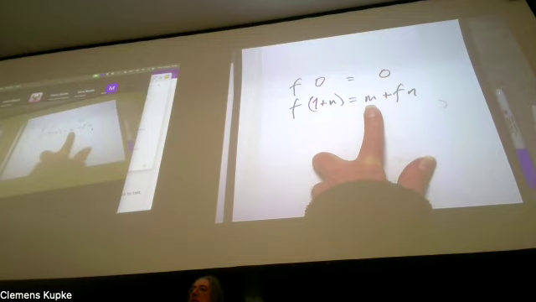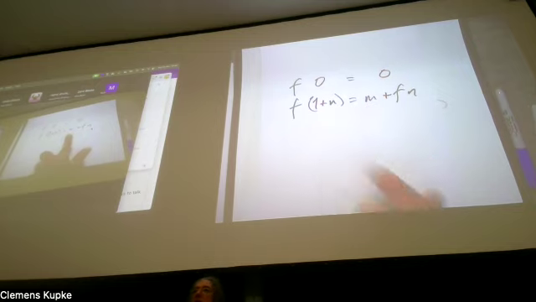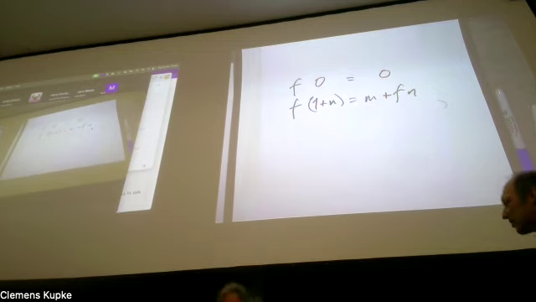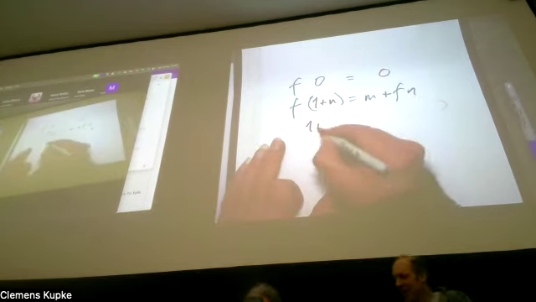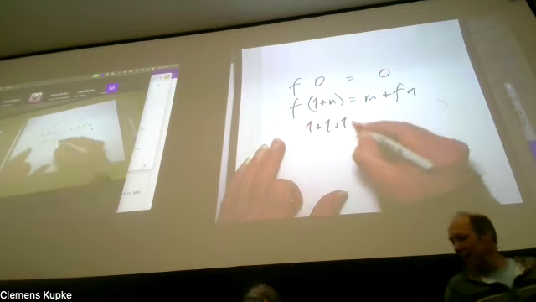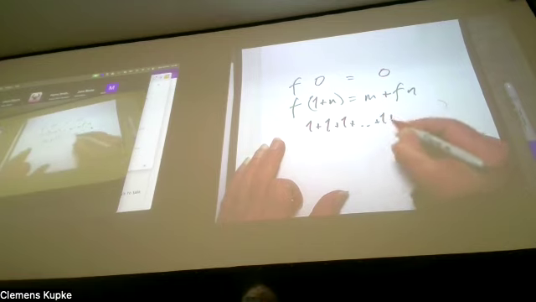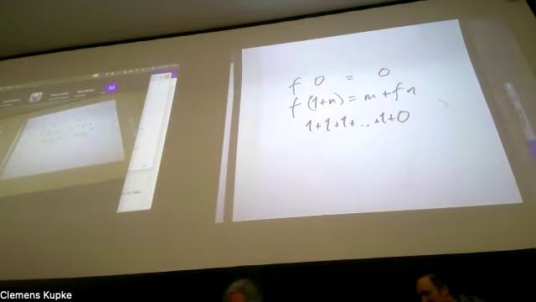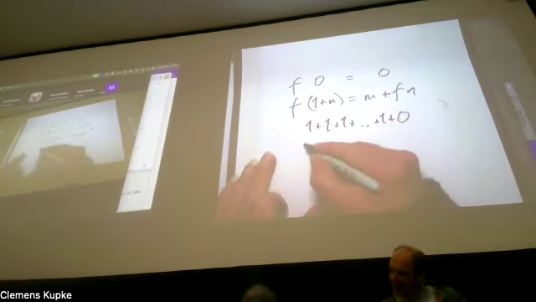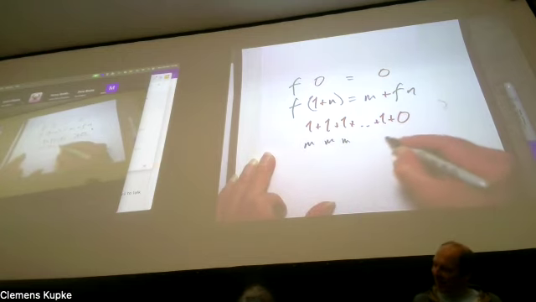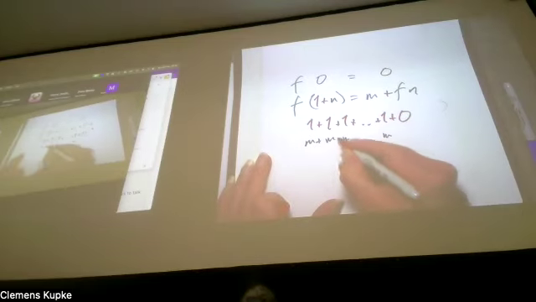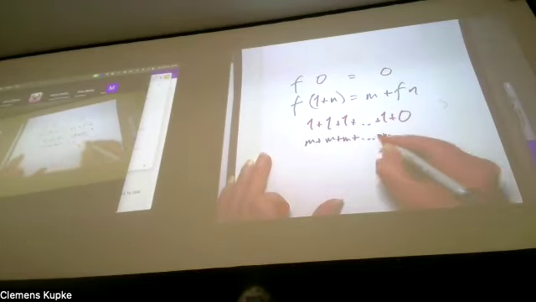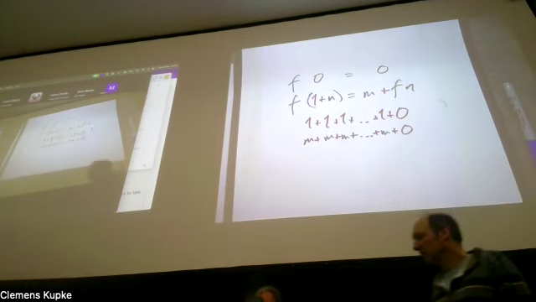So what's going on? Take f of 2, it's m plus m. So if your number on the input side is 1 plus 1 plus 1 plus 1 plus 0, it might look like that. Then your output is fine.